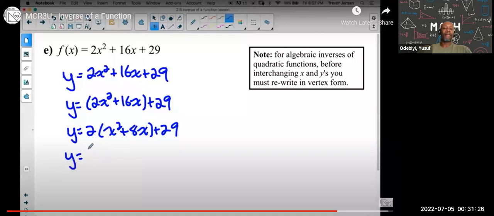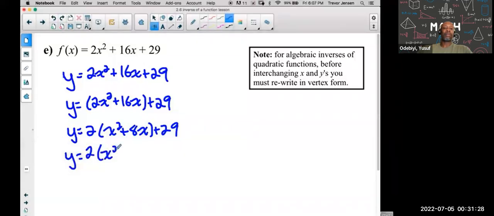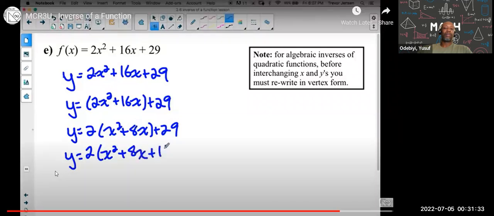Subtract half of the 8 squared to get us a perfect square trinomial in the brackets. So half of it is 4, squared is 16. The reason why you add 16 and then you subtract 16, because remember, it's an equation, it has to balance. I can't just add in 16 and that's it. No, I have to balance it out by subtracting a 16.